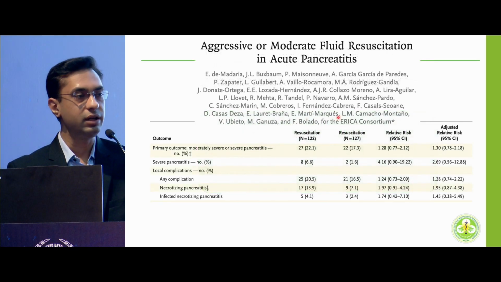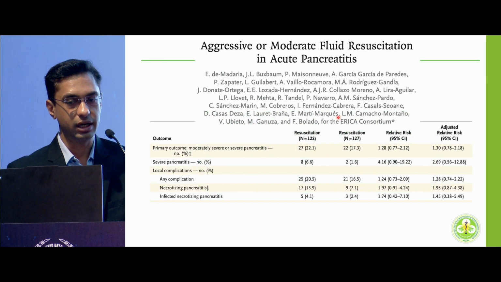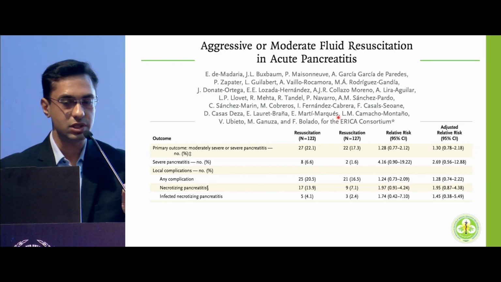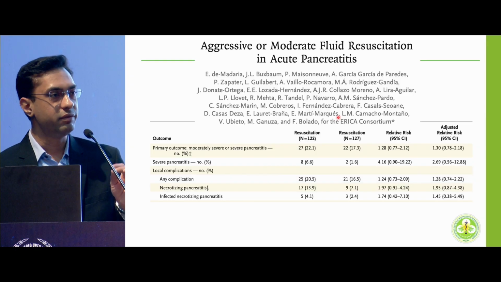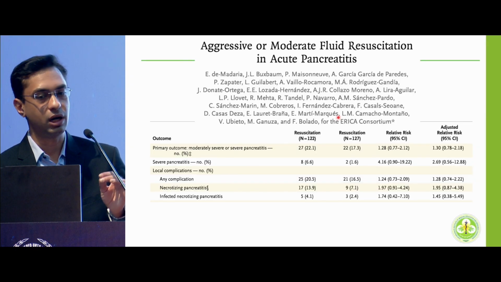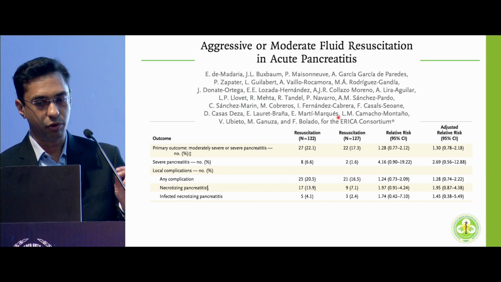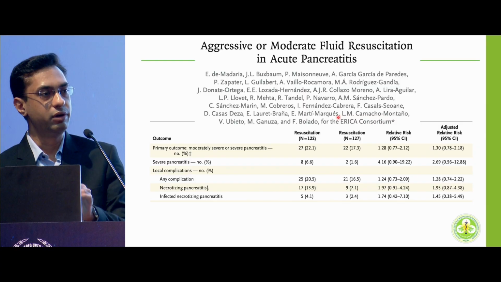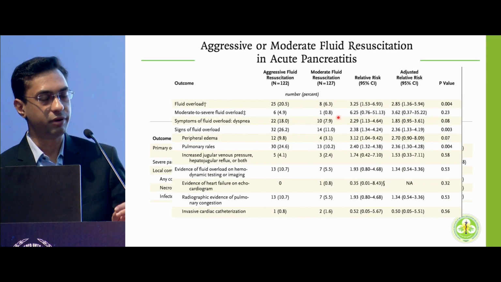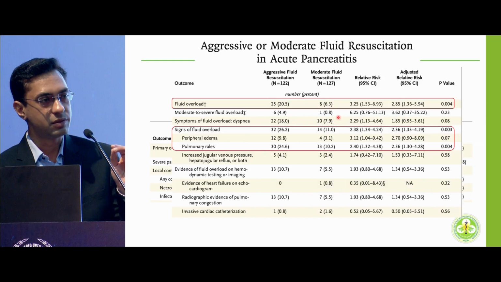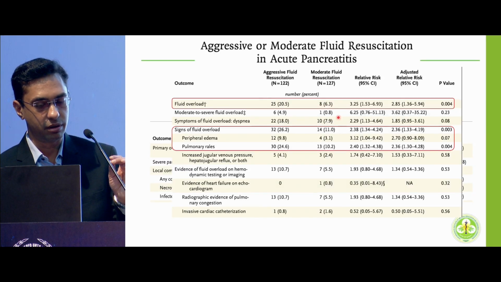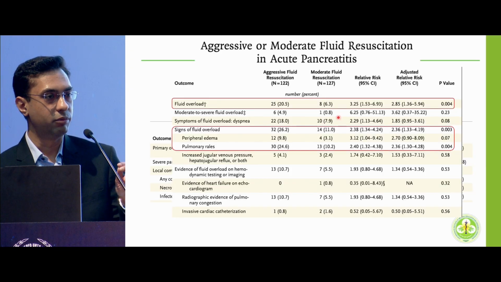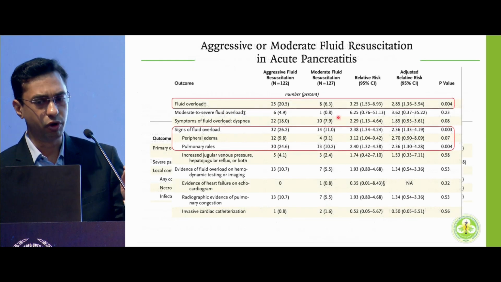So based on this, the landmark WATERFALL trial was conducted, published in NEJM, where almost 249 patients were randomized to aggressive versus moderate fluid. In the aggressive arm, maintenance fluid was 3 ml per kg per hour for 48 hours, and moderate was 1.5 ml per kg per hour for 24 hours, after which fluid was stopped if the patient had already started orally. But what they found was that the chances of fluid overload as well as cardiovascular failure, in the form of pulmonary rales or peripheral edema, were much higher in the aggressive group as compared to the moderate fluid resuscitation group.